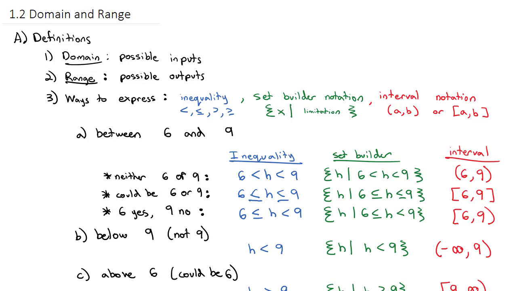That's how we can look at the domain and range of functions, what values we're allowed to use for inputs and outputs in our functions.